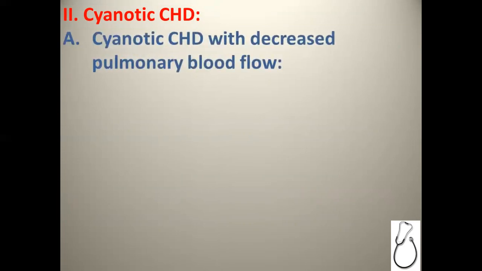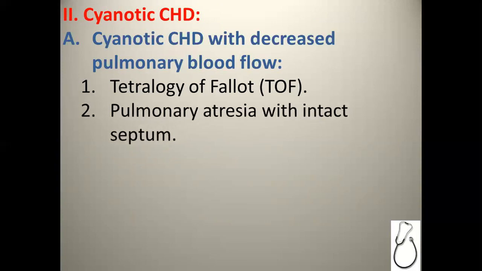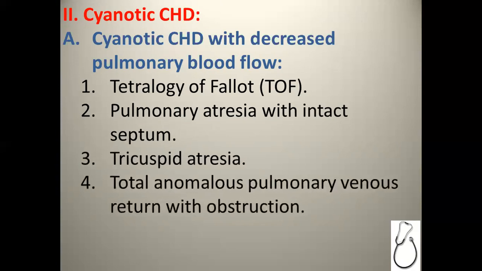Okay, sorry. Second group, cyanotic congenital heart disease. Now we said cyanotic congenital heart disease either causes increased volume load, or those which are increased pressure load. Now, cyanotic congenital heart disease is also subclassified into two groups. Cyanotic congenital heart disease with decreased pulmonary blood flow. These include tetralogy of Fallot, pulmonary atresia with intact septum, tricuspid atresia, total anomalous pulmonary venous return with obstruction.